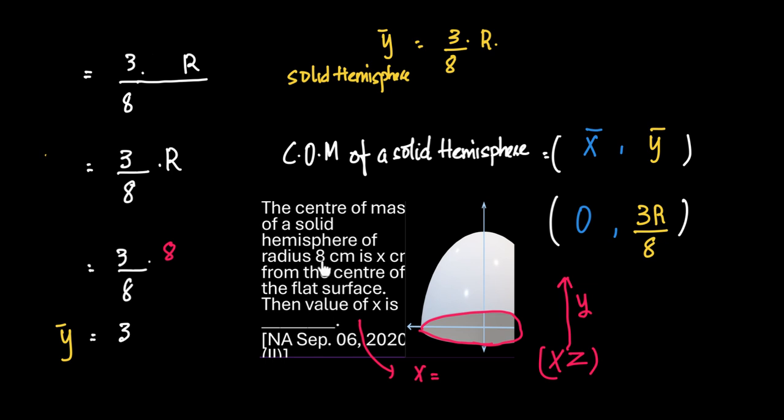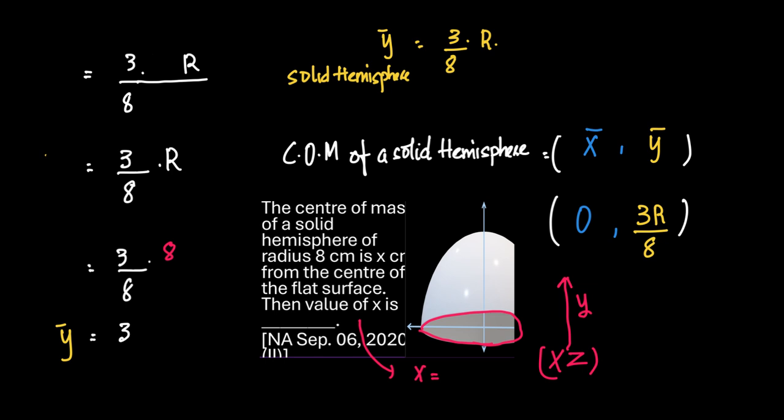So the center of mass of a solid hemisphere of radius is x centimeter. So we know that the radius is given as 8 centimeters. So we have 3 by 8 into r, which gives 3 by 8 into 8, and therefore the y bar is equal to 3. And the value of x here, now see, there might be a little doubt that comes into your mind that it is given as x centimeters. So is this x centimeters denoting that the center of mass is lying along the x-axis? Well, that could be the case. That also could be the case.